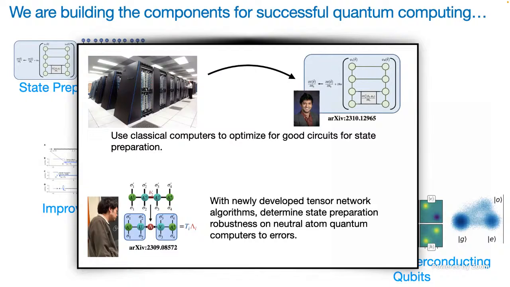So for example, we have projects on asking ourselves, how can we use classical computers? How can we sit on some high performance computing device and try to figure out how to intelligently and smartly optimize circuits that generate states for us efficiently. In fact, one of my main stories today will be a shortcut to generate states efficiently. We've worked on developing new tensor network algorithms that look at state preparation on neutral atom devices and ask, look, is state preparation on these devices robust to various errors that are natural on the devices?